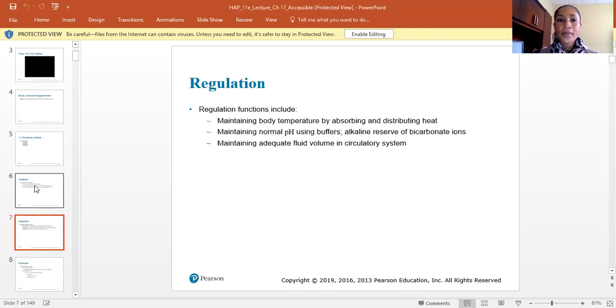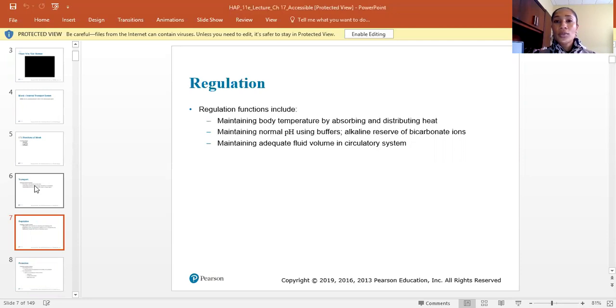In terms of regulation, we're going to regulate our body temperature. So we learned from 168 that our skeletal muscles contract, and in the process of contracting, they produce heat. So that heat is going to circulate through our blood to keep our body temperature stable.